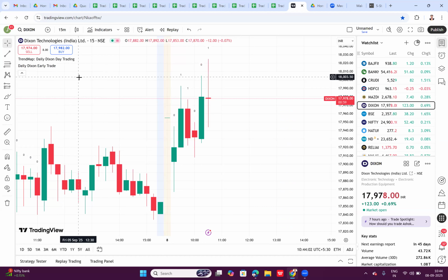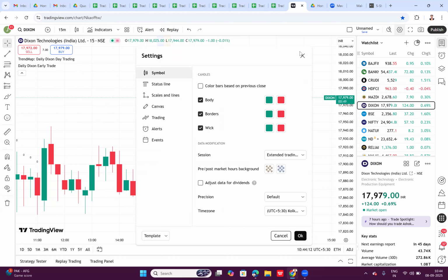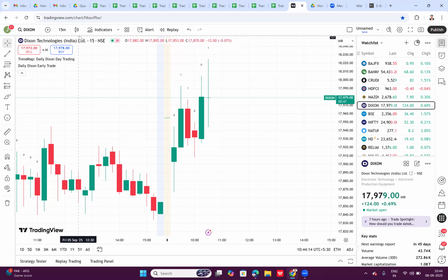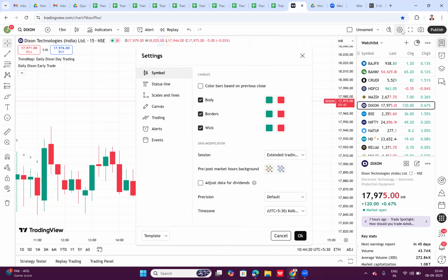After this, we always have to select the chart setting as extended trading hours. I am repeating the chart setting once again. First, we open the Dixon chart. After this, we select the time frame and apply the indicators. After this, we always click on the chart setting option. You will find the option of this setting in your TradingView on the right side at the top.